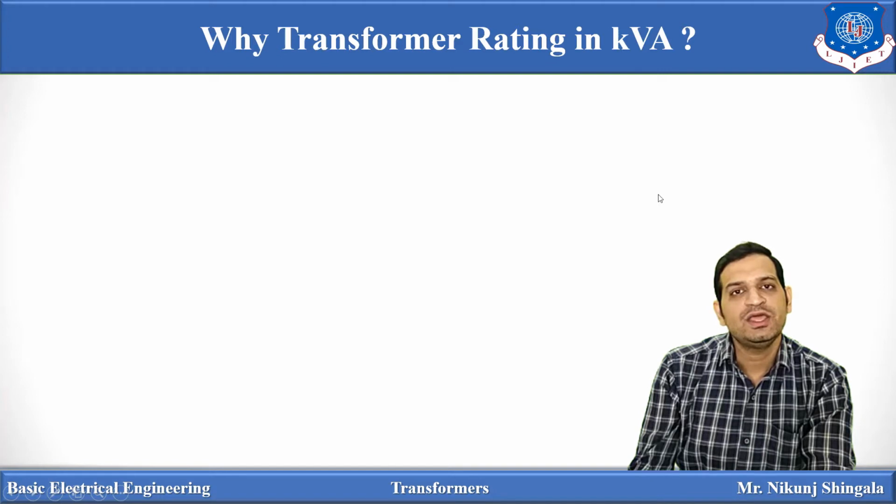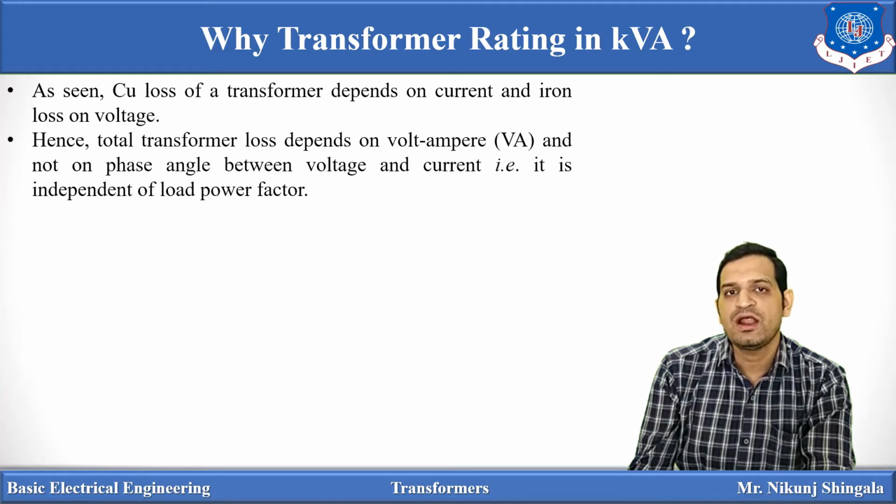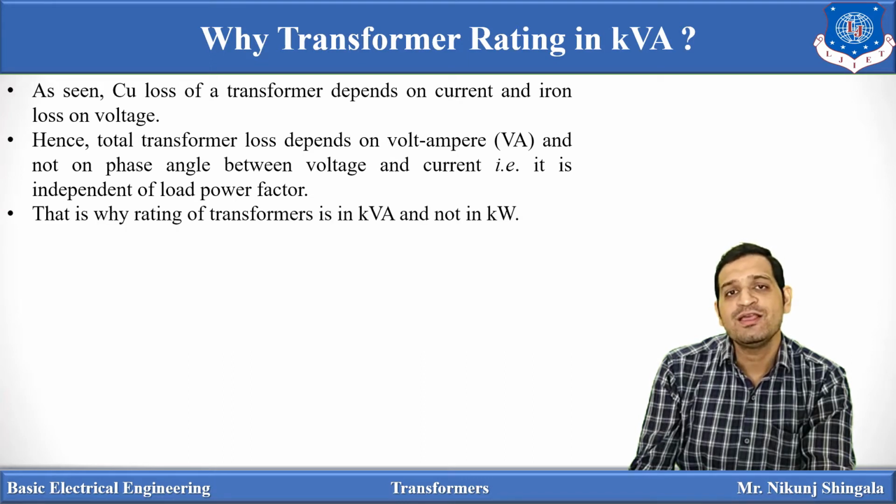Now another thing: why is the transformer rating always given in terms of kVA? We know copper loss depends on current, and iron loss depends on voltage, because in the expression of hysteresis loss we see that WH depends on V. So ultimately the total loss taking place in the transformer depends on volt ampere. It does not depend on power factor, that is the angle between voltage and current. It is totally independent of the load power factor, and that is the reason transformer ratings are always given in terms of kVA, not in kW, that is kilowatt. It is always given in terms of kilovolt ampere.